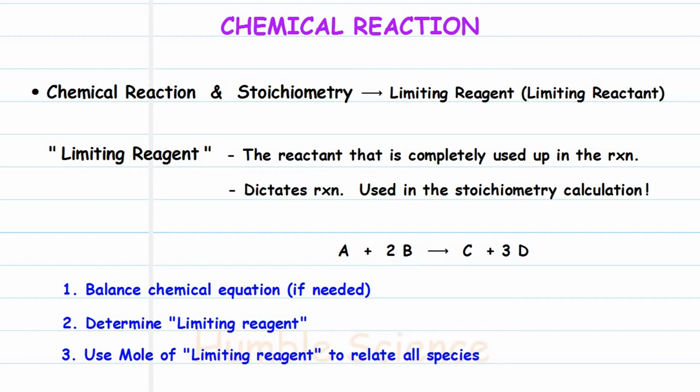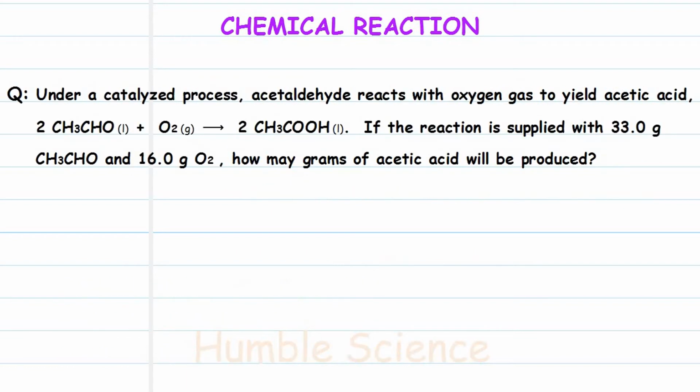To make this a little more clear, let's try a practice question. For this one, under a catalyzed process, acetaldehyde reacts with oxygen gas to yield acetic acid. If the reaction is supplied with 33 grams of acetaldehyde and 16 grams of oxygen gas, how many grams of acetic acid will be produced?